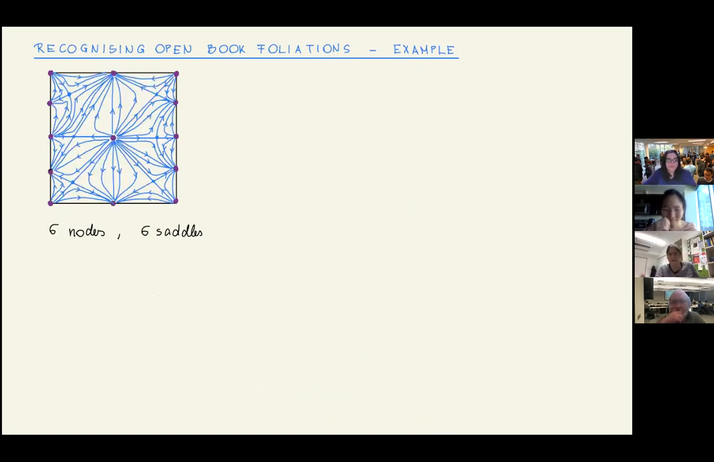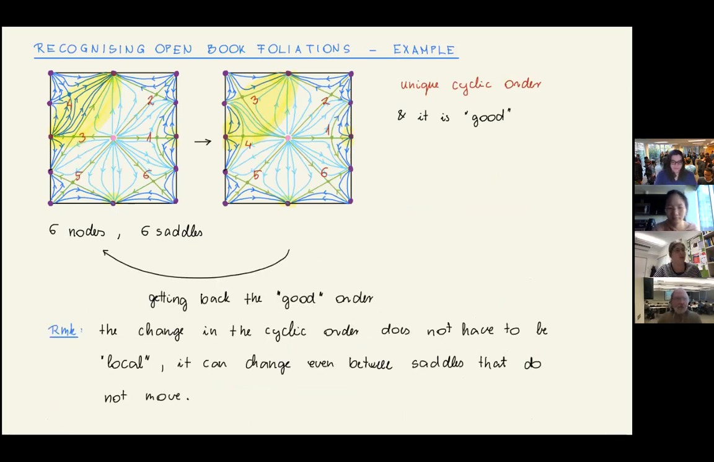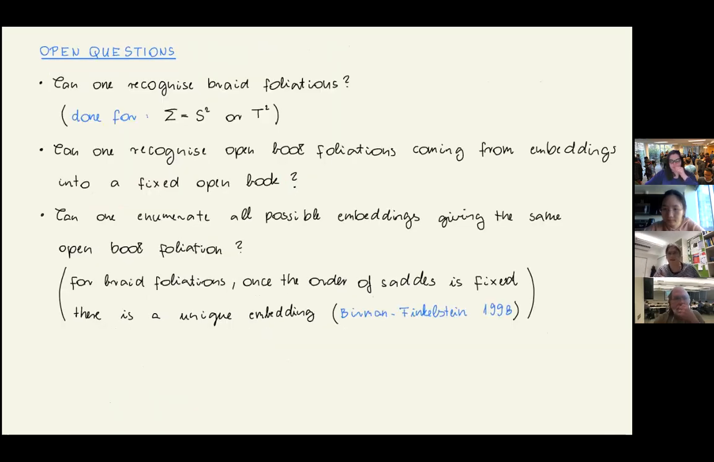All right, so I'm going to go faster through this one. You can do the same method here, and then you end up with a cyclic order, which is actually okay. And then you can get back to a cyclic order for the whole thing. The funny thing is that even though the bypass move is a local change, the change in the cyclic order is a global one. It looks like here it's a local one because the example is too small, but sometimes it's globally really messed up. And then I just wanted to stop with some open questions.